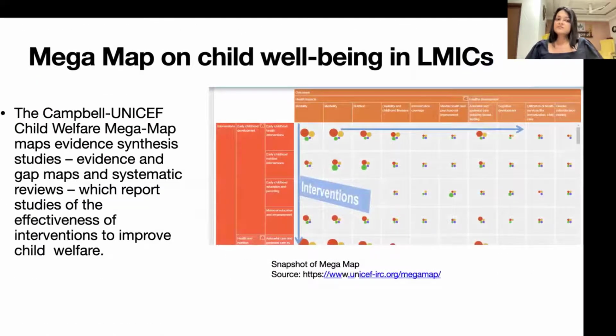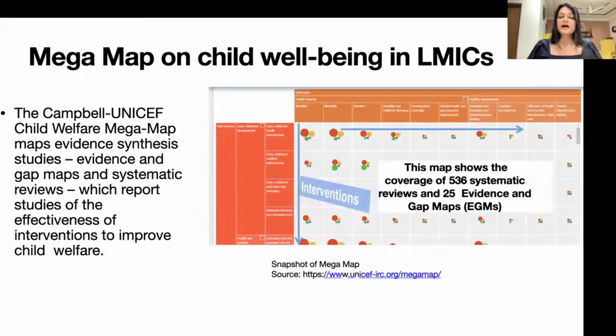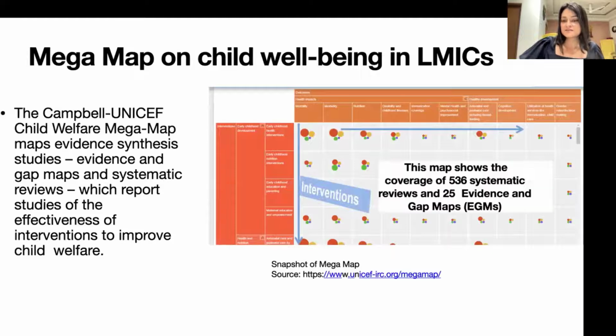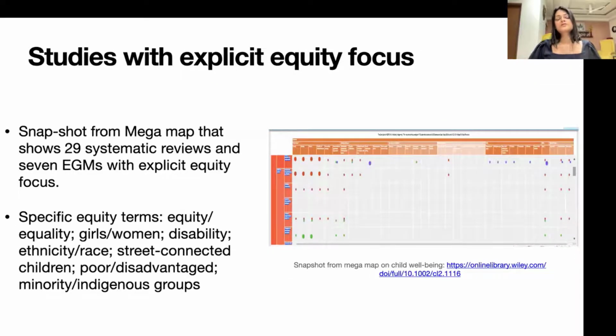Another example is a mega map on child well-being in LMICs. Again, this was a mega map that included 536 systematic reviews and 25 evidence and gap maps, and it included interventions to improve child well-being in low and middle income countries. What was important is, out of these 536 systematic reviews, we were able to identify only 29 systematic reviews and 7 EGMs that had an explicit equity focus. So you can see there are definitely gaps in terms of equity focus in these systematic reviews.